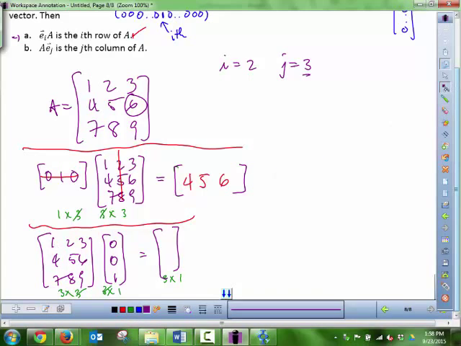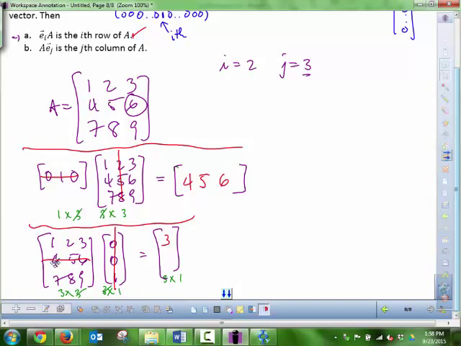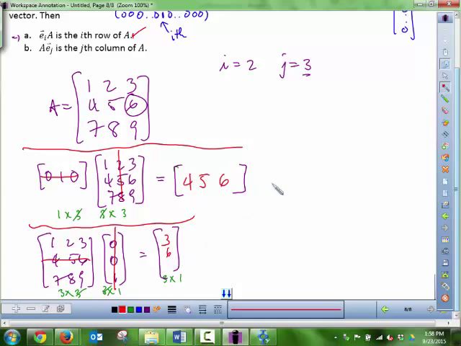So the first row and my only column, 0, 0, 3. I move to my second row, 4, 5, 6, so 0, 0, 6. And then I move to my third row, 0, 0, 9. So that's what the theorem is saying. You can extract that.